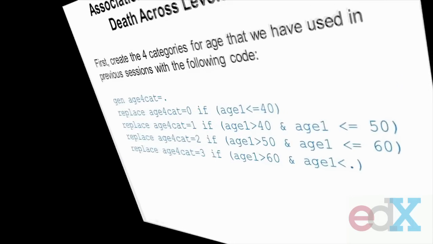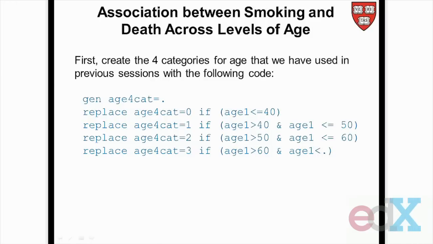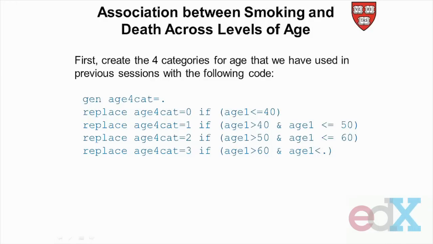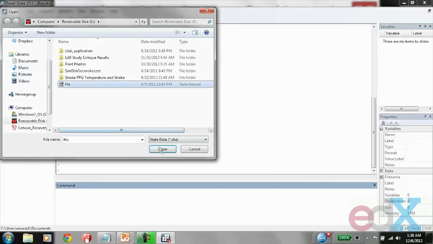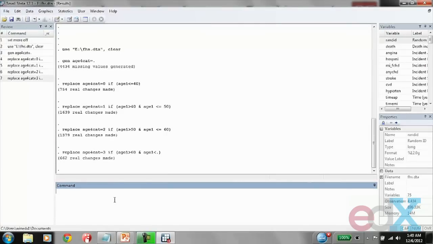We're going to be using our beloved Framingham dataset to look at the association between smoking and death across levels of age. Now we're going to use the age4cat variable that we've created in previous sessions. And here's the code, which is also included in the handout for this session. So let's open up our dataset. Here's the Framingham dataset. Here are our age categories.